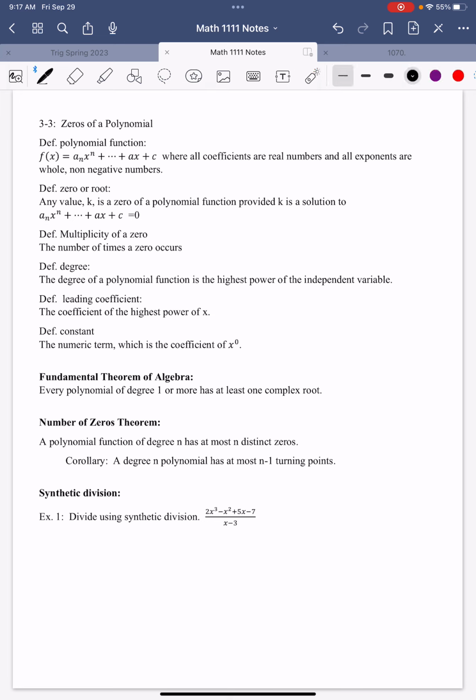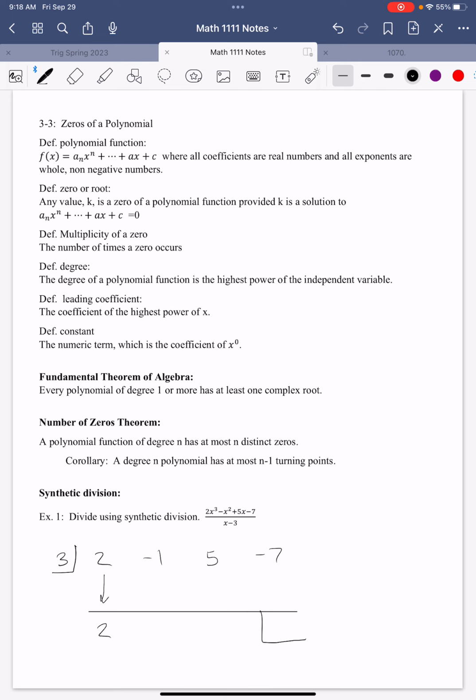The first thing we're going to do is learn synthetic division. So we have a polynomial divided by a binomial here: 2x cubed minus x squared plus 5x minus 7 over x minus 3. To set this up, we take the number that makes the denominator equal to 0. We're going to put it in a box out front. We're going to write the coefficients in descending order. Then the first number comes straight down.